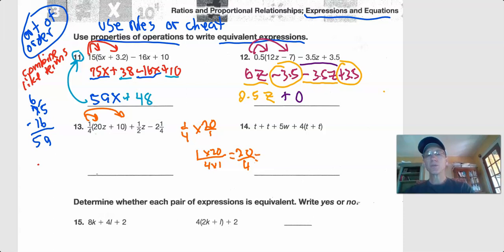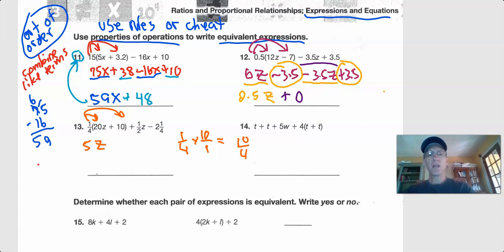which equals 5. If you think of it, if you have 20 pieces of pizza and you have 1/4 of those, that would give you 5. So we're going to put 5z here. Okay, then our next one is 1/4 times 10. So 1/4 times 10 is going to be the same thing, 10 over 1. So we can just say it's the same as 1 times 10, which is 10 over 4.